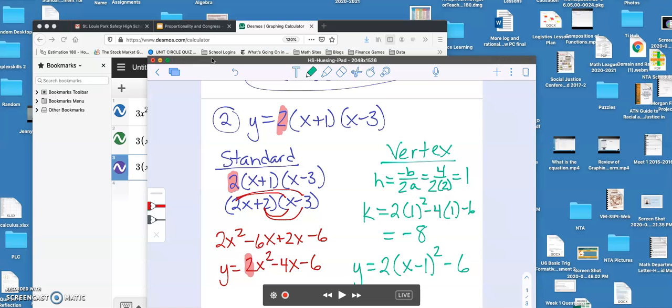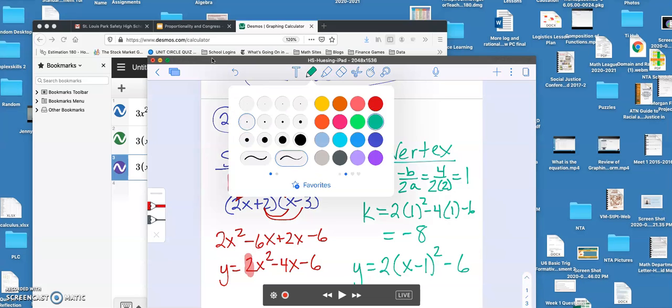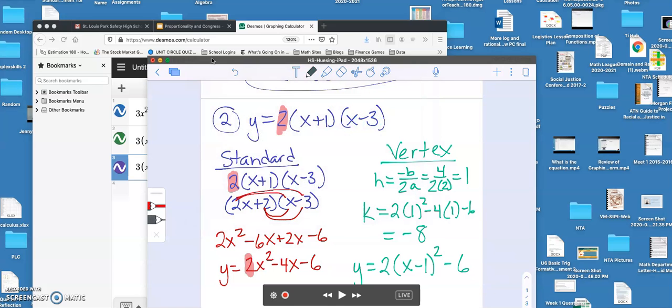So the a is really easy to find. You could also, if you looked at this, some of you might say, well, our vertex is right in the middle of our intercepts. So we know our intercepts are at negative 1, 0, because again, we're setting those parentheses equal to 0, and 3, 0. And we know our vertex is right in the middle. So we know our x value, negative 1 plus 3 divided by 2, is 1. And then we could plug that into our equation. We could do 2 times 1 plus 1 times 1 minus 3 to get our y value of negative 8.